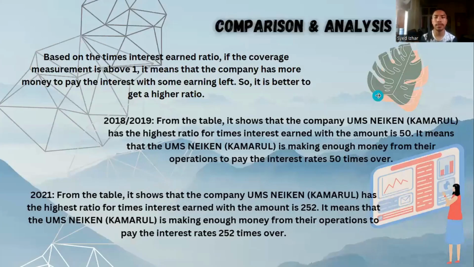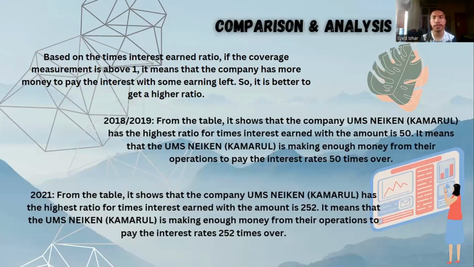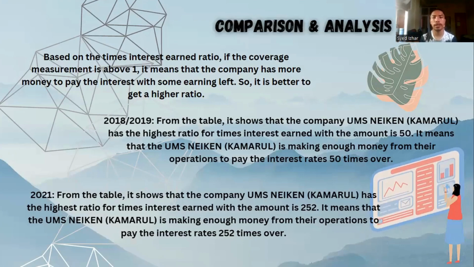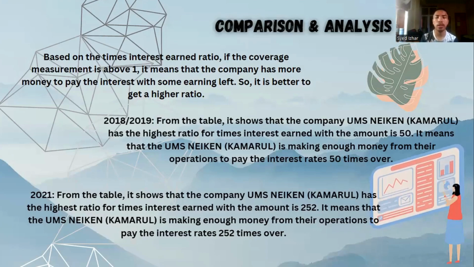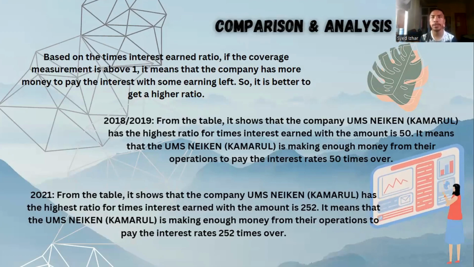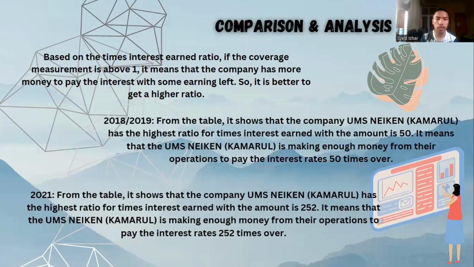So based on the times interest ratio, if the coverage measurement is above 1, it means that the company has more money to pay the interest, so a higher ratio is better. Based on the data from the years 2018 and 2019, the table shows that the company UMS Naked has the highest. It means that UMS Naked is making enough money from its operations to pay the interest 50 times over. The same goes for the year 2021, which shows that the company UMS Naked has the highest ratio too.